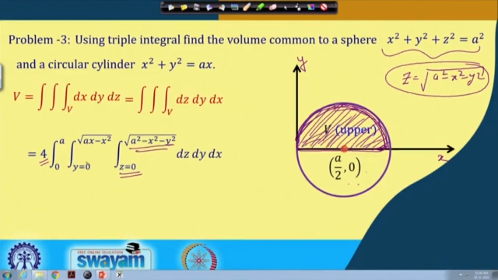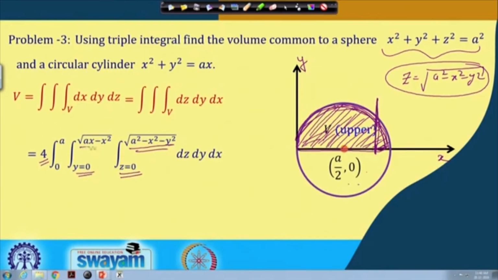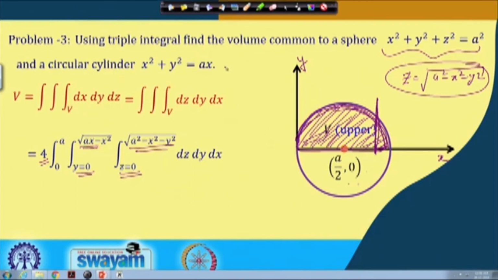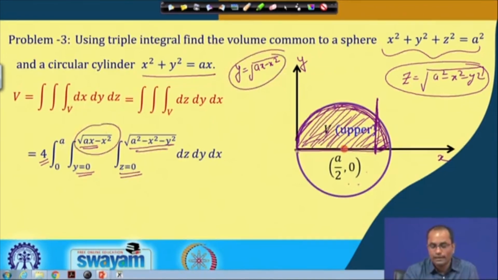So, in this case, now the y enters through this 0 here and leaves through the circle. So, y goes from 0 to that circle, because the circle equation was x square plus y square is equal to a x. So, from here we can get the square root of a x minus x square, and this is the upper limit. And now for the x, we are moving from 0 to this a. So, for this x, 0 to a.